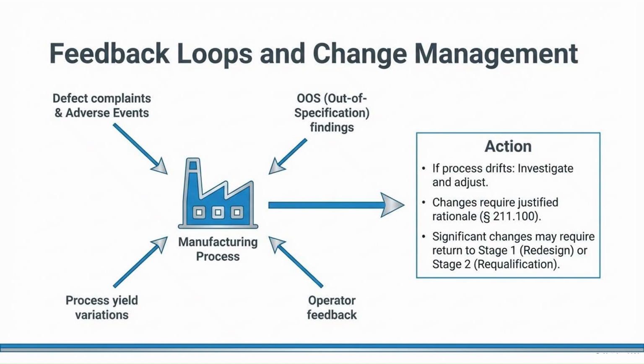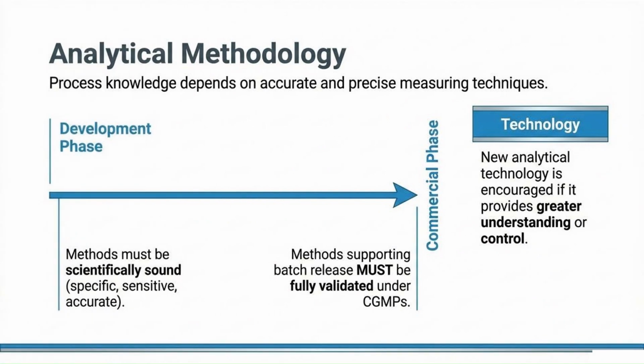The life cycle is a feedback loop. Complaints, out-of-specification (OOS) findings, and operator feedback all flow back into the system. If the process drifts, we investigate and adjust. Remember, significant changes require a justified rationale and may mean going back to stage 1 to redesign or stage 2 to requalify. Your process knowledge is only as good as your yardstick.